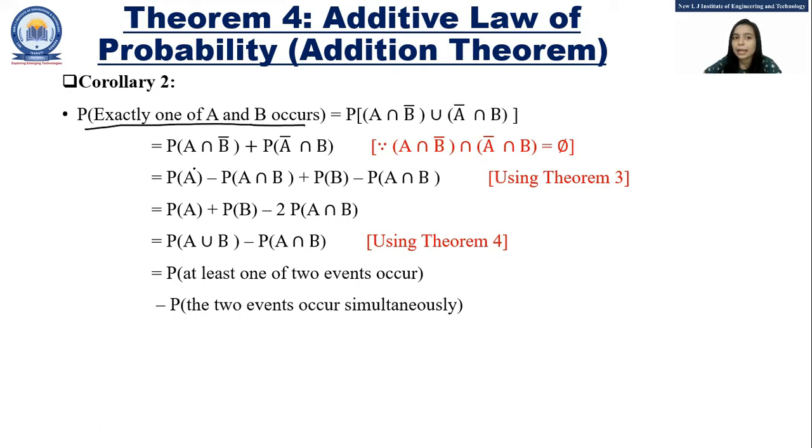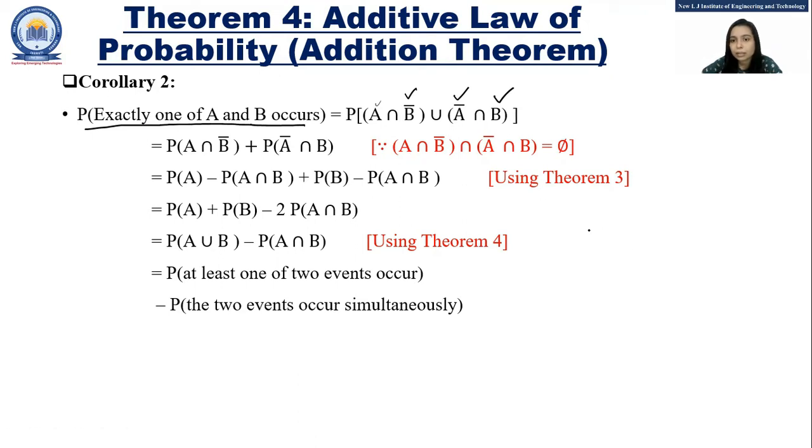That means A happens and B doesn't happen, or A wouldn't happen and B happens. So here A happens and B doesn't happen. Here A doesn't happen and B happens. See, when I'm using the AND, there is an intersection sign, and for the OR, there is a union sign. Now, here this A intersect B bar union A bar intersect B.